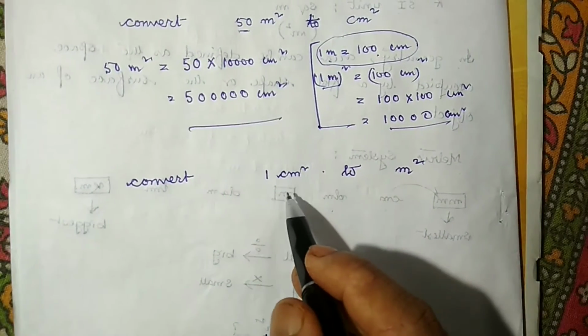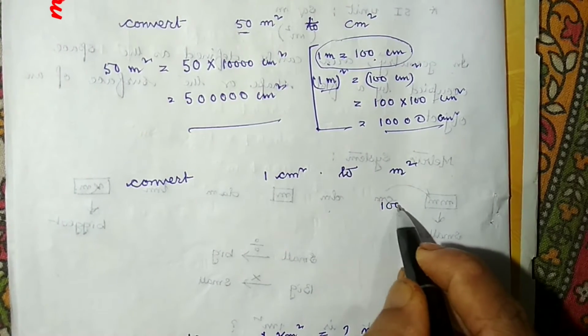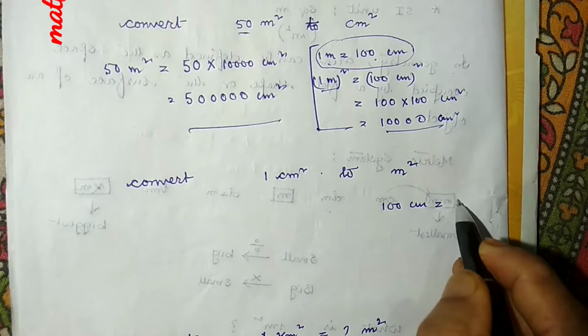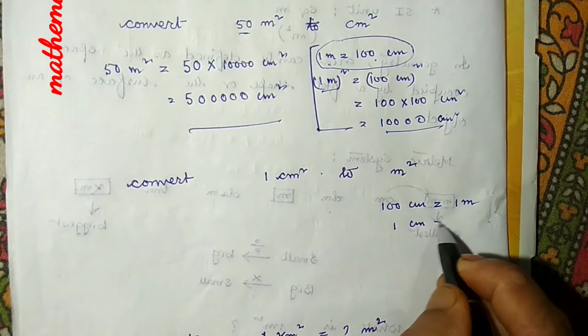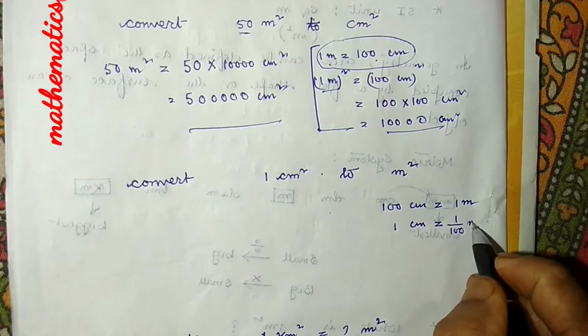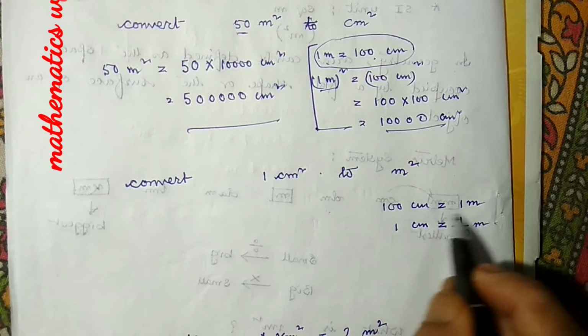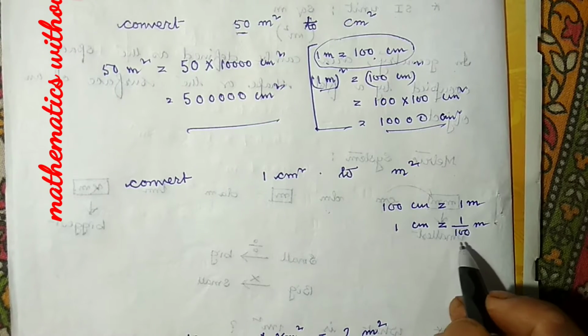Suppose you want to convert 1 centimeter square to meter square. Now we know 100 centimeter equals to 1 meter. Okay, so 1 centimeter equals to, it will be less. So 1 divided by 100 meter. Clear? 100 centimeter is 1 meter. So 1 centimeter, definitely it will be less. So I have to divide.